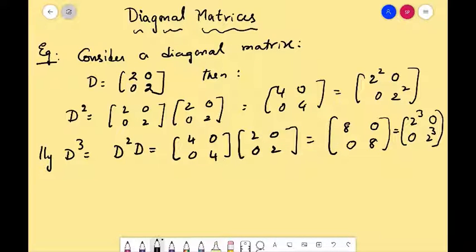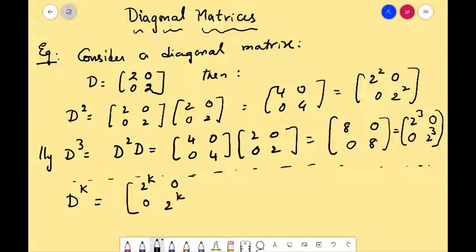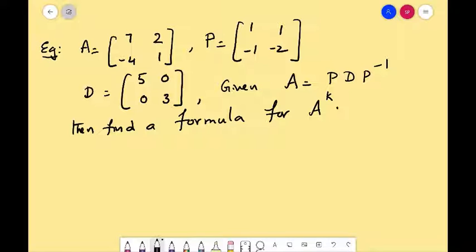So if you observe in this way and so on, we can just check that D power k will be 2 power k, 0, 0, 2 power k. This way concept we will be using in the next problems, and this is for k greater than or equal to 1, not from 0, right? Now let us look at this example where we use the previous concept about the diagonal matrix.